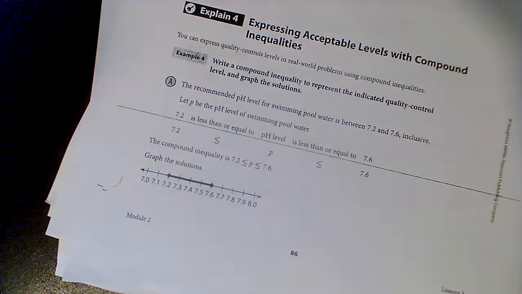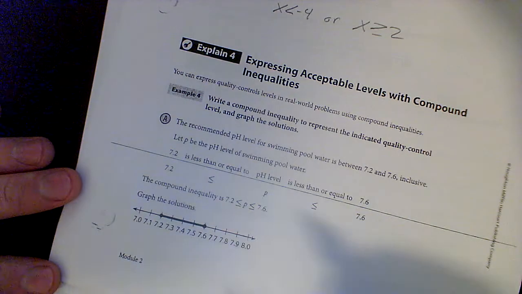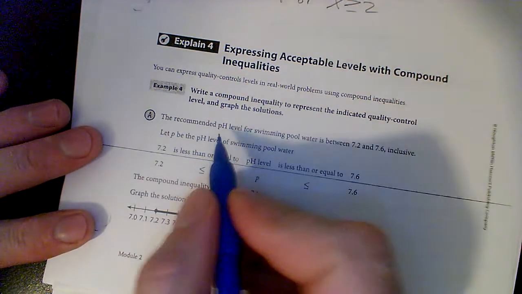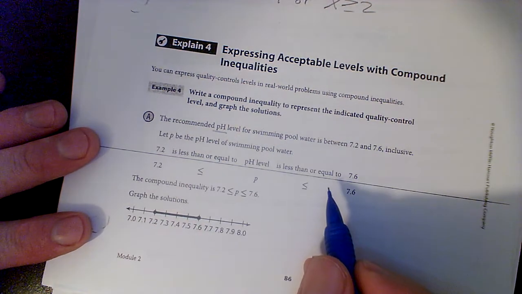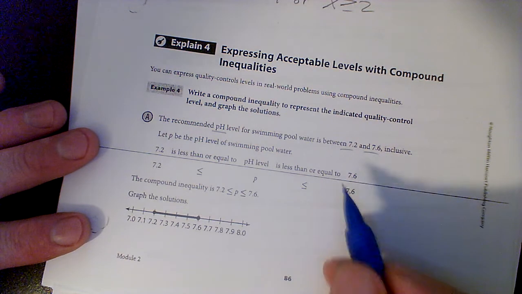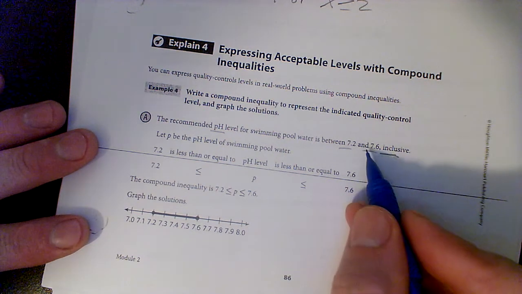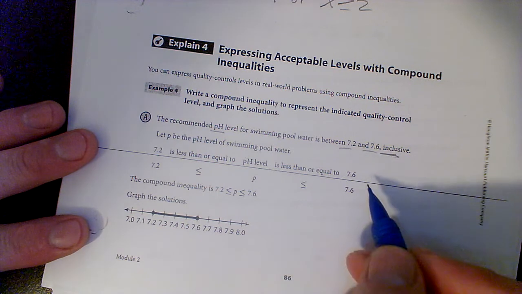Alright, the last little bit always deals with word problems. And honestly, this is pretty true to life. I used to do my mom's pool. It says this, and we're just writing an inequality about this. The recommended pH value, the acidic level of a swimming pool, is between 7.2 and 7.6 inclusive. So everywhere in between is all that means when you say the word inclusive.